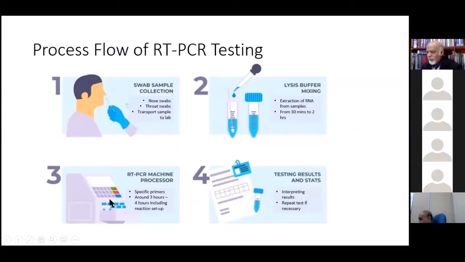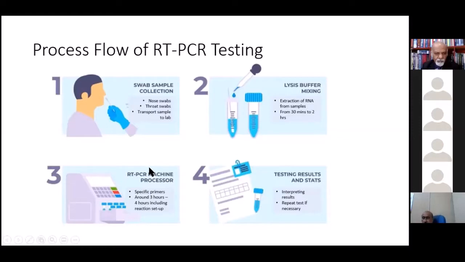In the third step, this is actually the RT-PCR step, where the reactions are set up and then placed into the real-time PCR machine. So reaction setup itself may take between 1 to 2 hours, depending on the number of samples. And then the actual PCR run in the machine takes about 2 hours.